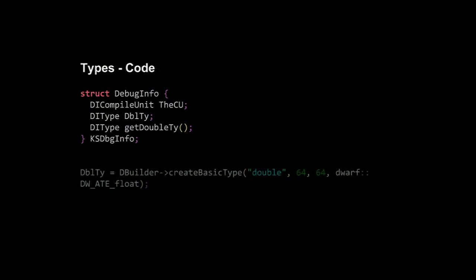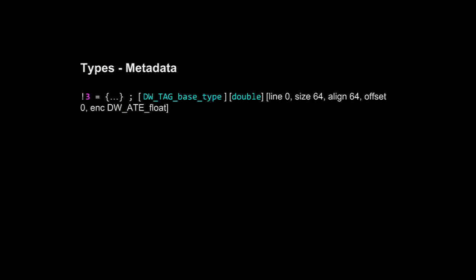So we add a little bit of code to create our basic type. It's called double. It's 64 bits. It's aligned to 64 bits, and it's encoded as a float. It's all very straightforward. It looks like this in metadata, which, don't worry about the first part. It basically is just a big long string.